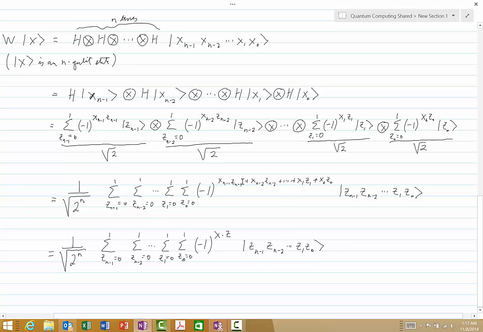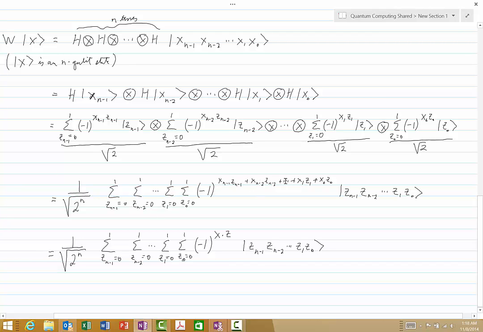And I claim that the value of this exponent will simply be equal to the number of positions in which x and z both have a 1. Now, how can we see that? Well, in any position where one or both of them have a 0, like in the n minus 1 position, then x_{n-1} or z_{n-1}, one or both of them would be 0, in which case this term would be 0 and would not contribute to this sum.